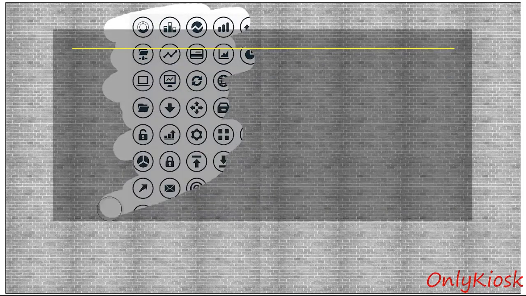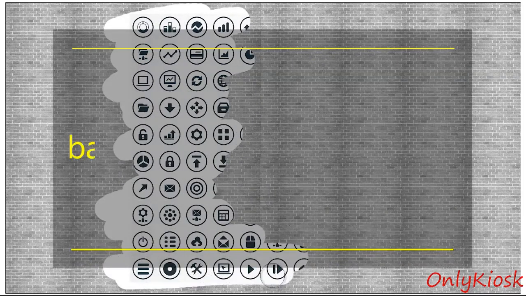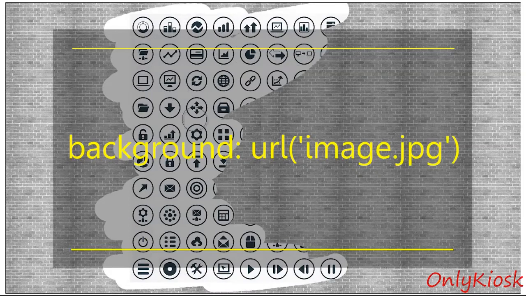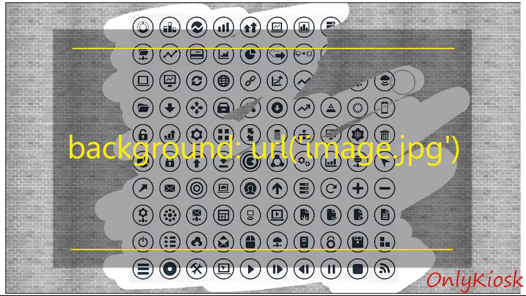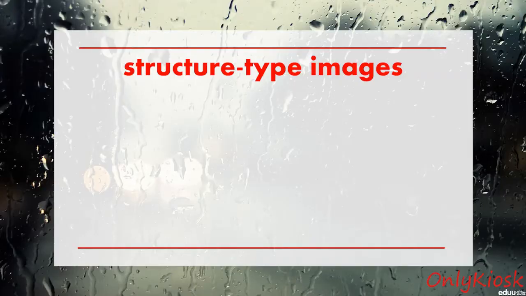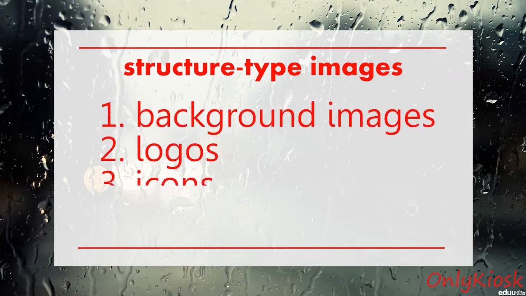In this lesson, we will learn how to display structure-type images. Unlike information-type images, structure-type images are usually displayed using the background property, not the img tag. Structure-type images mainly include background images, logos, and icons. We will deal with the background image first.